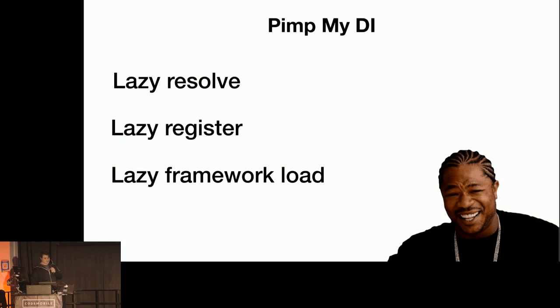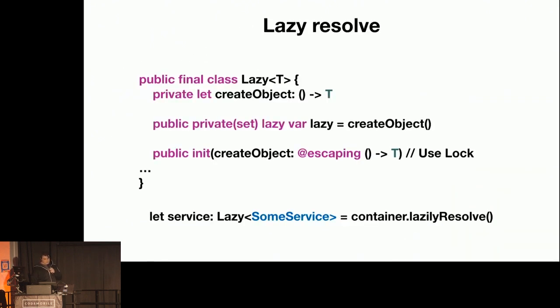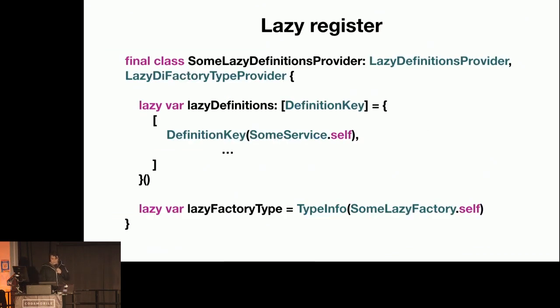Some additional features. It's lazy resolve, lazy register, and lazy framework load. I'll start with lazy resolve. It works like a lazy property in Swift, but has a lock for synchronization for multi-threading. It's a simple wrapper. Let's move on.